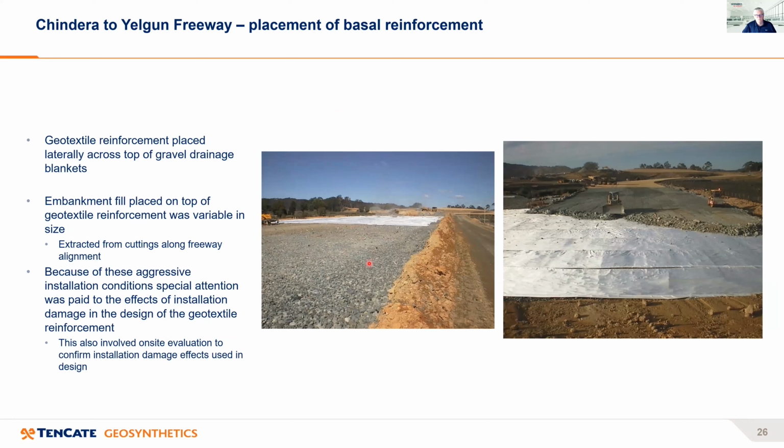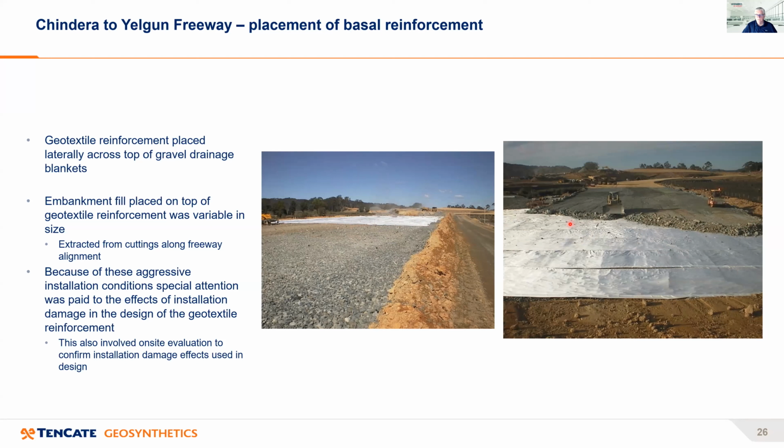So once the PVDs had been in place and the drainage blankets here, you can see the basal reinforcement being placed across the top of the drainage blanket. And then on top of the reinforcement was placed the embankment fill. And you can see the type of fill here. It's quite random fill with quite large granular particles in this, which had come from a cutting further up the road. And again, it had just gone through some primary crushing before it was placed and spread over the reinforcement.